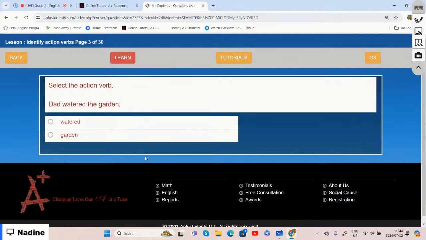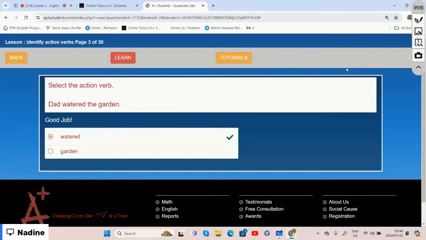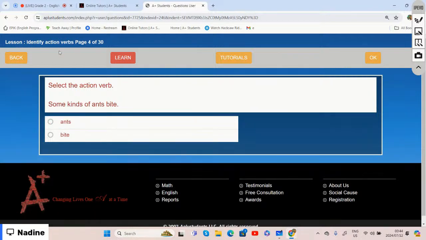All right, and if we were to choose the correct option, we can say watered is our option. All right, so watered is correct.